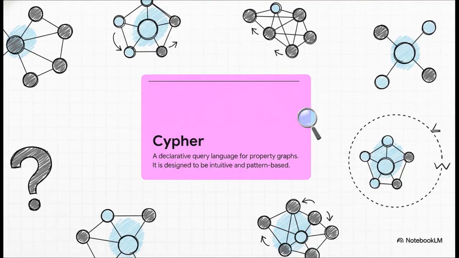So what is Cypher exactly? The key word here is declarative. That just means you describe what you're looking for, not the tedious step-by-step instructions on how to find it. It's like telling your GPS, I want to go to the coffee shop, instead of turn left in 200 feet, then go straight for half a mile. It's designed for property graphs, which is just a fancy way of saying that everything, the dots and the lines connecting them, can hold useful information.